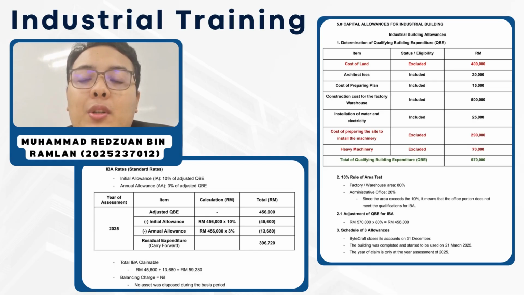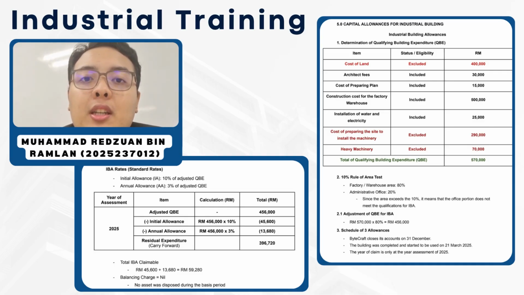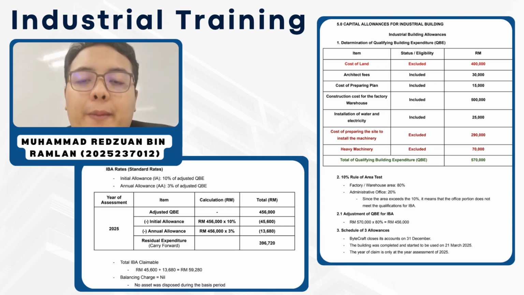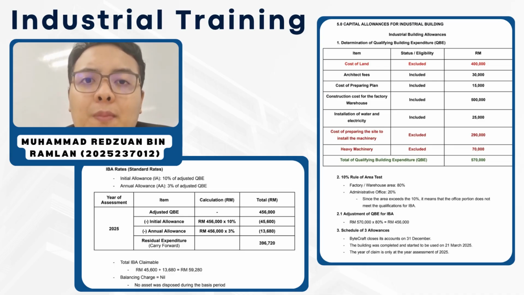Finally, for the year of assessment 2025, since the building was completed and put to use on March 21, 2025, the company is entitled to the standard rate: a 10% initial allowance of 45,600 ringgit plus a 3% annual allowance of 13,680 ringgit. This brings a total claimable IBA to 59,280 ringgit for this year.